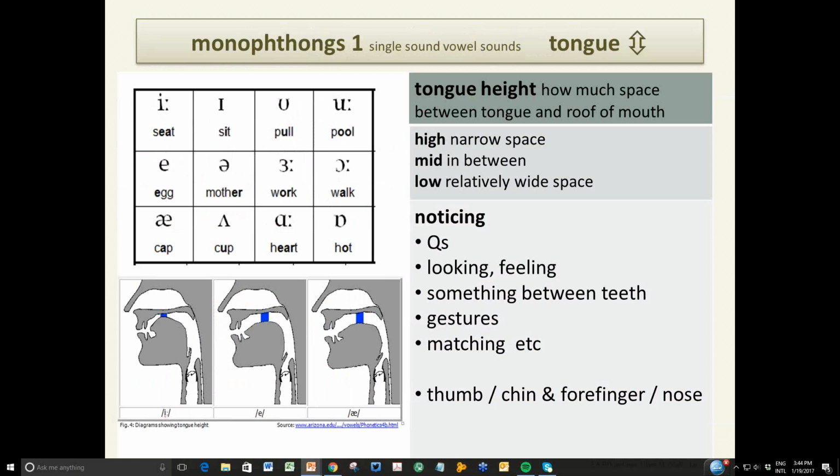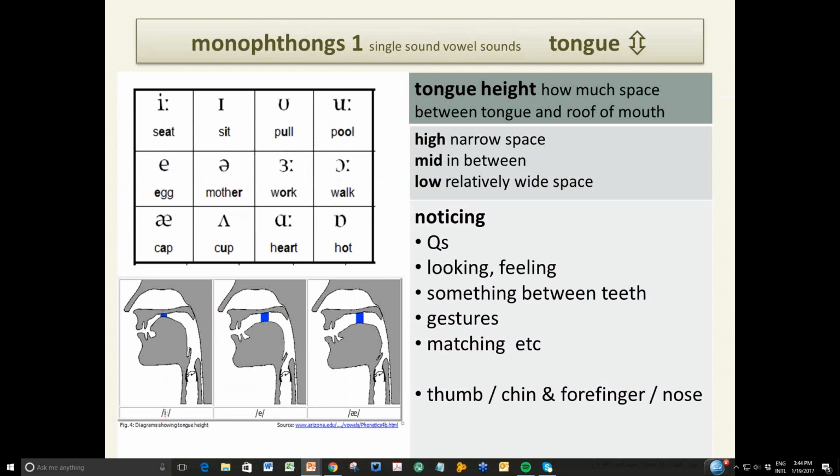Some people find it useful to look using pictures or a mirror, looking at your partner, or even holding something between your teeth, a pen or a paddle pop stick or your finger, not clenching it between your teeth, but just placing it between your teeth so that when you say E, then you can feel the difference in where your tongue is. You then switch down to say A, and you can notice the difference.